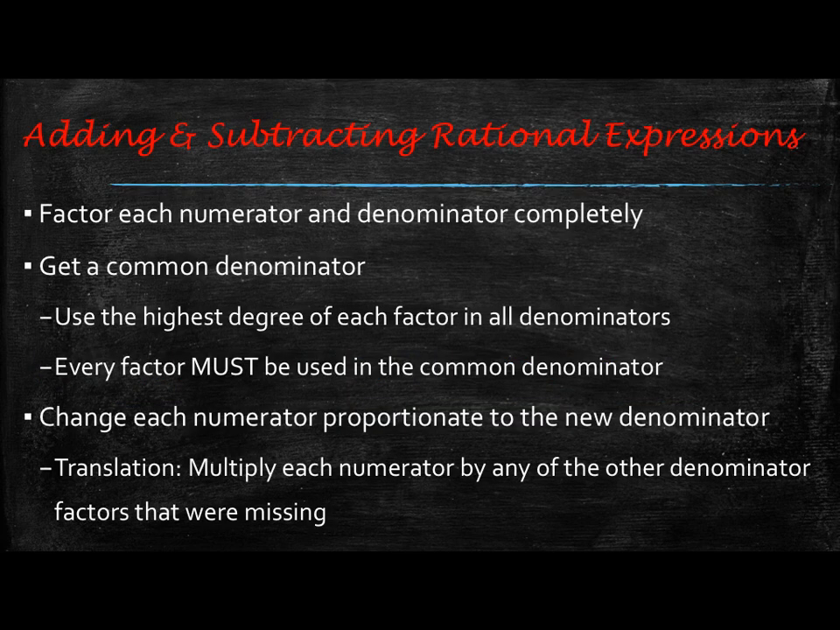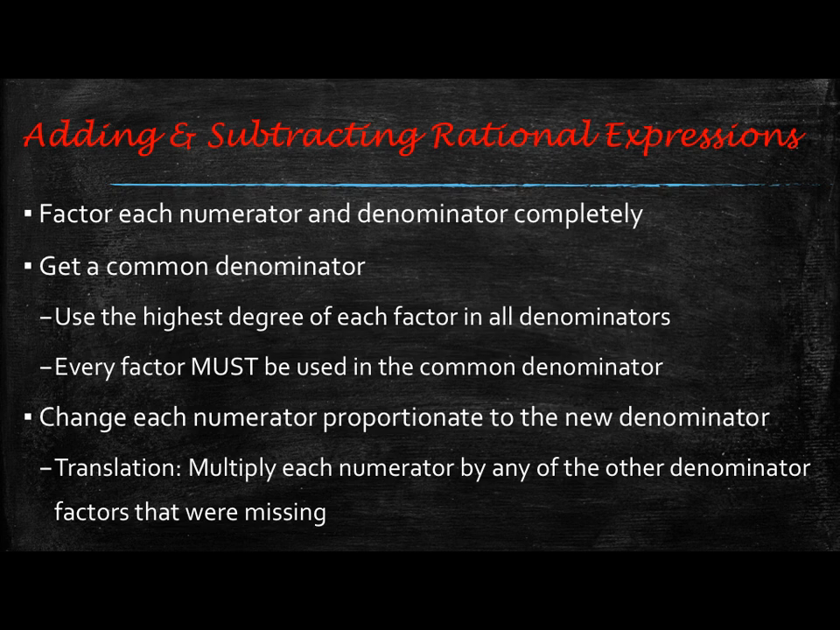Okay, as we're adding and subtracting rational expressions, you need to remember that when you add or subtract a fraction, you need to get a common denominator. So the first step is to factor each of the numerator and denominator completely. Then you want to get a common denominator. Now, to do this, you will use the highest degree of each factor in all denominators. Every factor must be used in the common denominator. So I'll talk about this as we're working through it. I'll say you need to take one of every factor in the denominator for your common denominator.